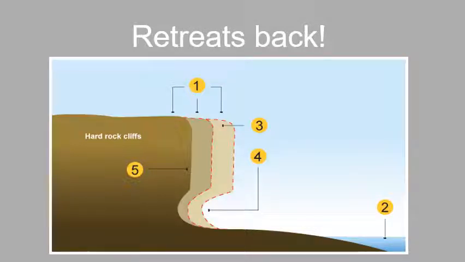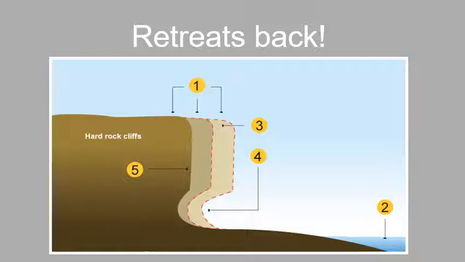Now, this diagram shows us in a fabulous way how cliffs move. As the cliffs get eroded away at the base in a process called undercutting, because the waves are cutting away at the rock under the cliff at the base, this causes the cliff to move back. Let's have a look more closely.